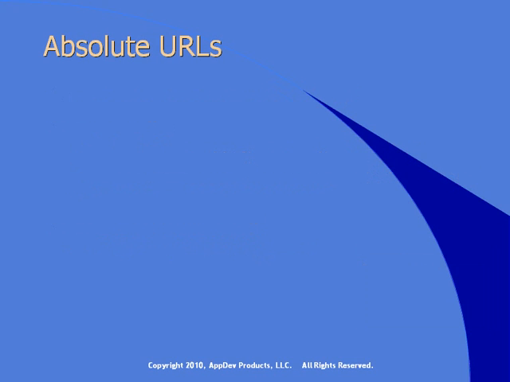Another way of specifying URLs is to specify an absolute URL. An absolute URL is a full path including the protocol. It's not just the full path relative to the root, it is the full path including the protocol, which is most commonly HTTP or HTTPS. And then also includes any path information as well as the name of the resource.